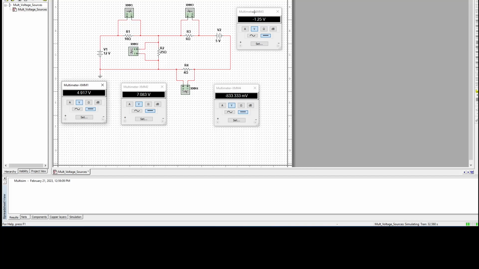That's what we had calculated as well. Negative, meaning that the positive of R3 is actually on the left, not on the right as shown, because it's showing a negative value. So the current is flowing from left to right.